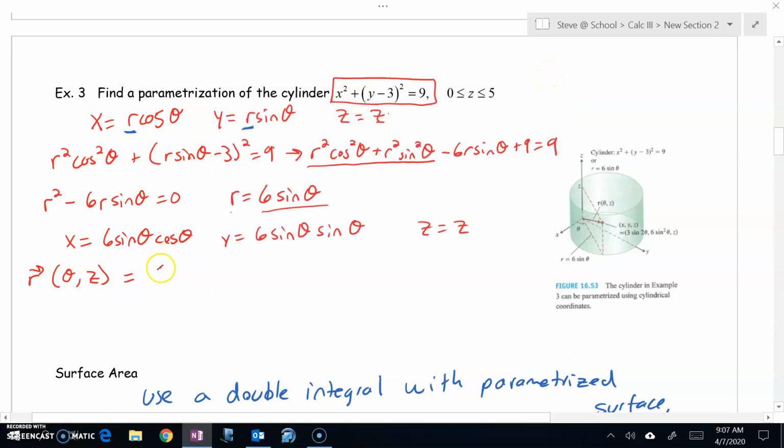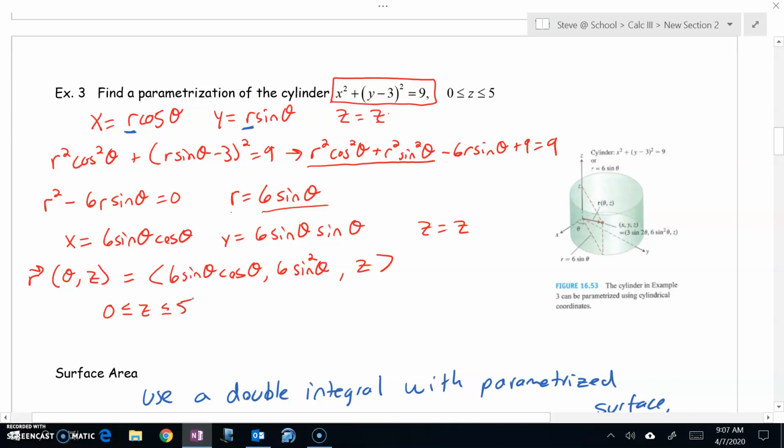All right. We're going to do x is 6 sine theta cosine theta, y is 6 sine squared theta, and z is z. And then we just have to list the different values. Well, the nice thing is I tell you what z is between. Z is between 0 and 5.